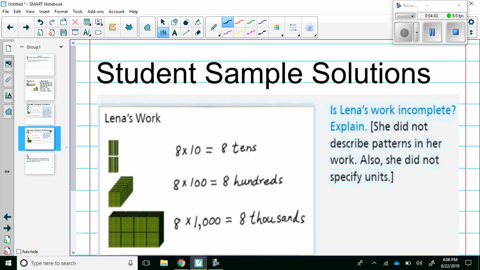Next, we have Lena's work. She also did the multiplication right. She took each original package of 8 invitations and multiplied it by 10 to get 8 tens, by 100 to get 8 hundreds, and then by 1,000 to get 8 thousands. She saw the pattern each time she multiplied. It does note on the side that she did not specify units.